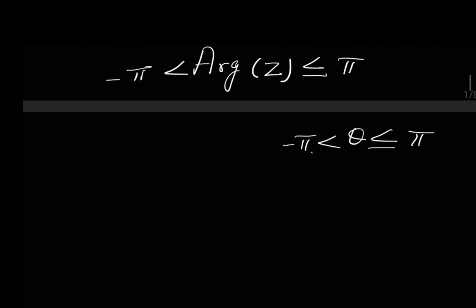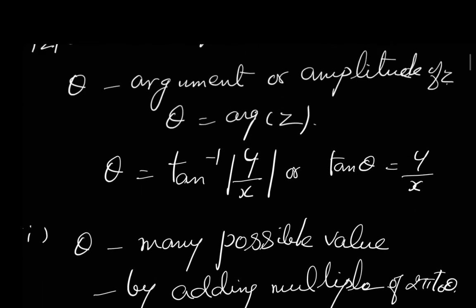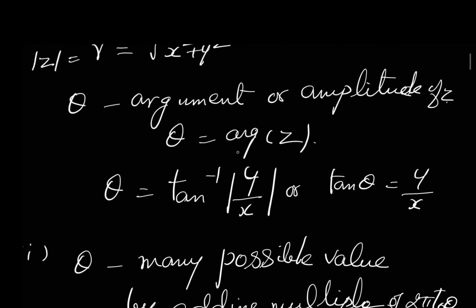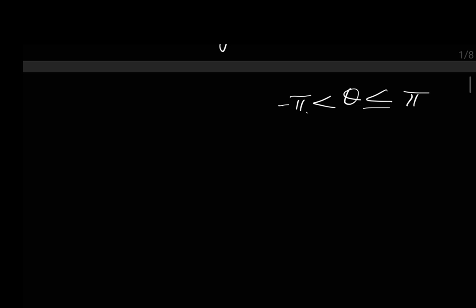How do you get this argument z? Actually, I said this Arg z is the unique value. So this theta, represented as the small arg, has many values by adding multiples of 2 pi to this angle theta. Now let us see the principal argument conditions.